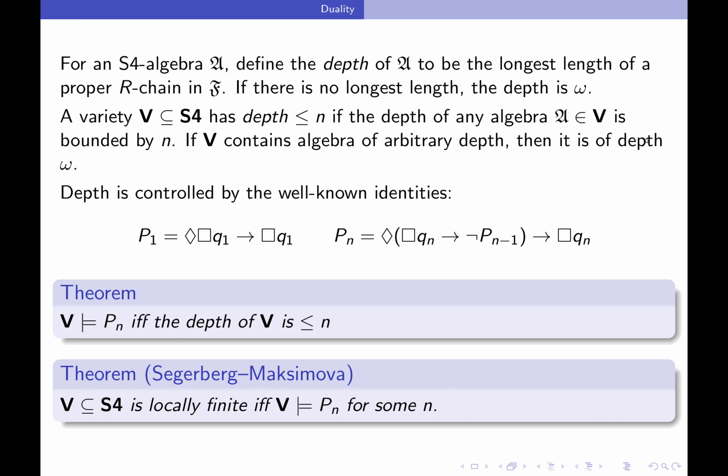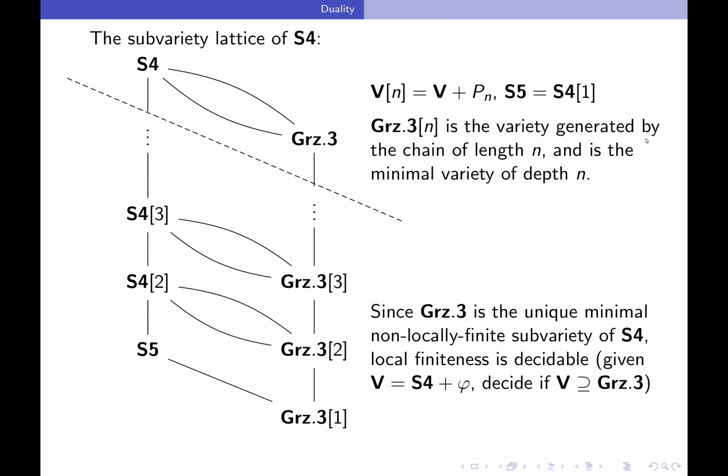And more interestingly, you have the Segerberg-Maximova theorem, sort of a classical result that completely characterizes the locally finite S4 algebras, or locally finite varieties of S4 algebras, as exactly those with bounded depth, right? So to clear this up a little bit, I have on the next slide just a picture of the entire subvariety lattice of S4. Missing some details on the picture, but you know, it's good enough. So here's the rough picture. At the top, you have S4, and then I'm using this notation: brackets in means to impose the identity that bounds the depth by n.